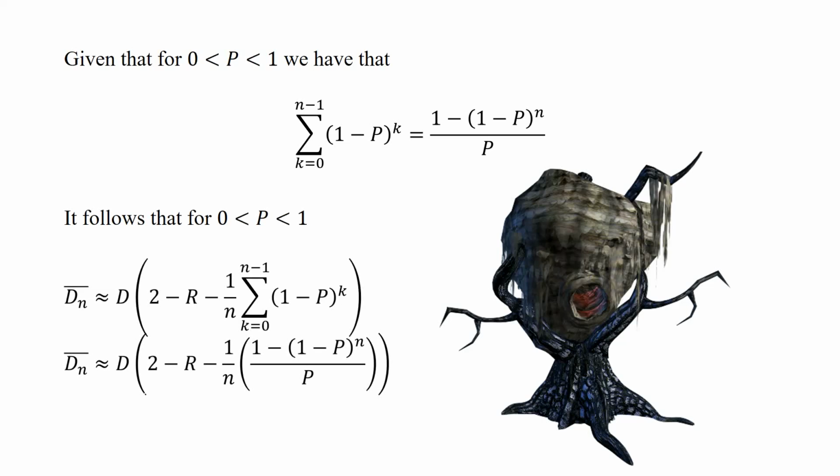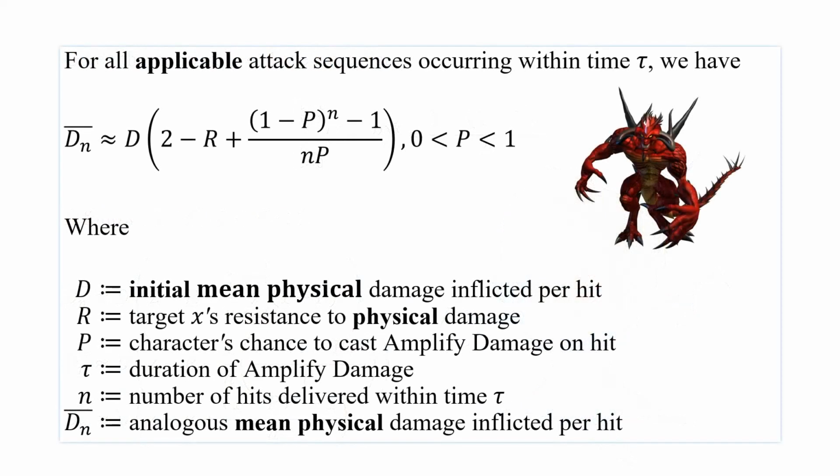So let's factor out a negative sign from the numerator of that fraction that we just made the substitution for the summation. Then we just have that d sub n bar is approximately equal to d times 2 minus r plus that fraction. That's pretty clean. All right, so we have our equation for the analogous mean physical damage inflicted per hit under these constraints.